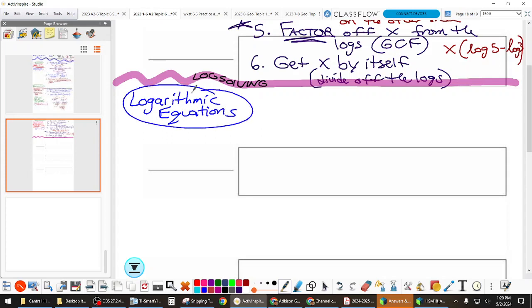Guys, I want you to look back at your notes just briefly at the titles for the last three sections. They said exponential, exponential, exponential. Now we've switched over to logarithmic solving. Make sure that you know which section of your notes to follow when you're doing one of these. And that will help a lot.